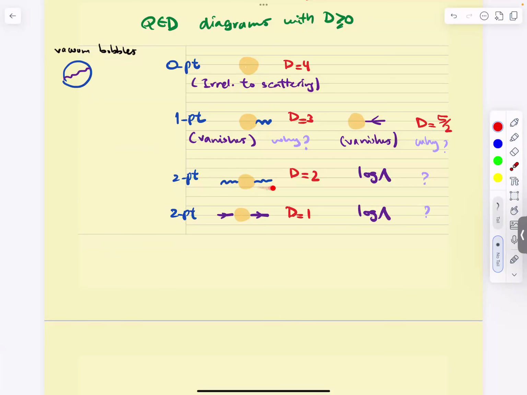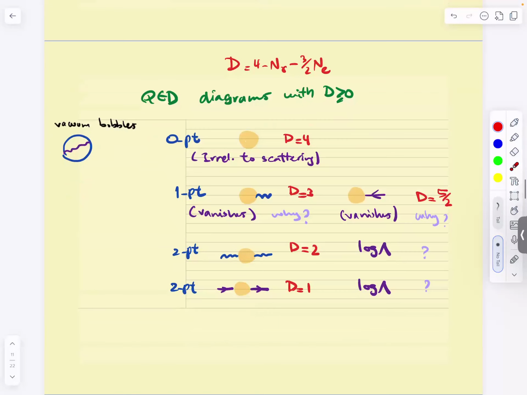So the 2-point functions: the photon propagator has superficial degree of divergence 2, and the fermion has superficial degree of divergence 1. However, here is the first case of seeing that superficial degree of divergence is not always the best guide.